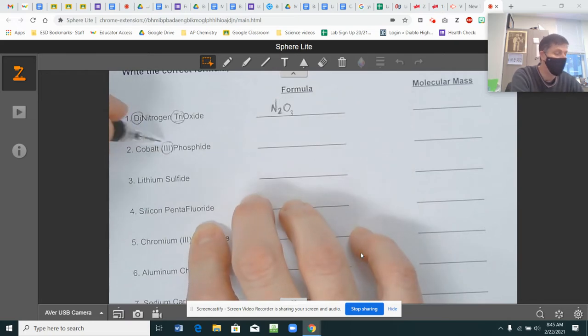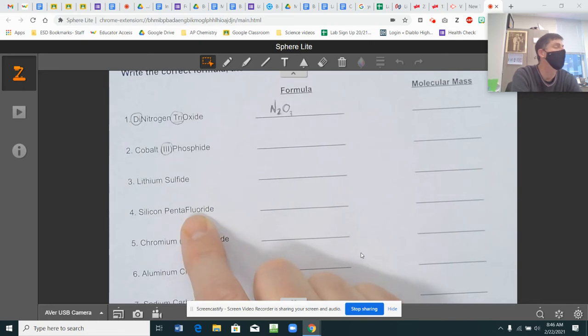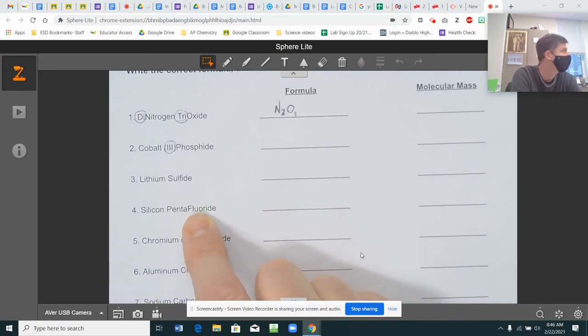But now we notice we've got a Roman numeral. So let's go and pull that in. What's the symbol for cobalt? Co. What does this tell me? Yeah, it tells me the charge of the cobalt, that it's a +3, right?